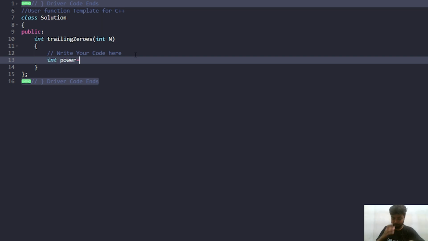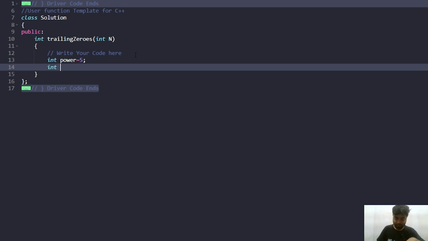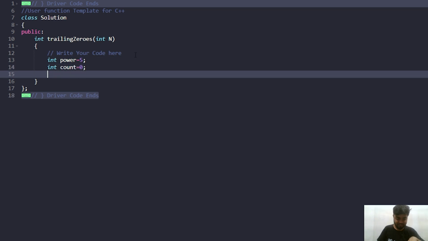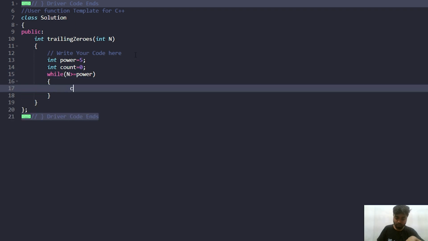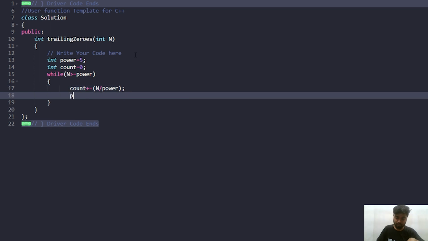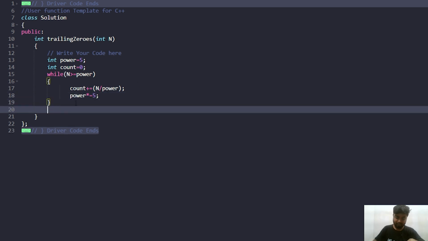So what I will be doing here is I'll simply mark the power as 5, then mark the count, the number of trailing zeros, initially as 0. Then I'll keep on moving while the number is greater or equal to the power, and keep taking out the count. Count plus equals the number divided by the power. After this we multiply the power by 5, the count gets updated, and in the end when the power exceeds the number, we simply return the count.